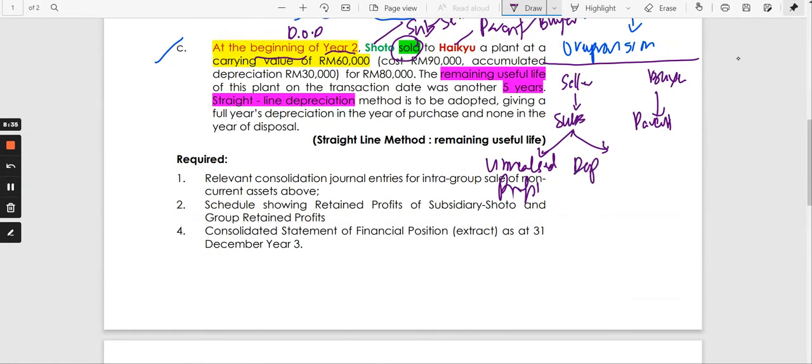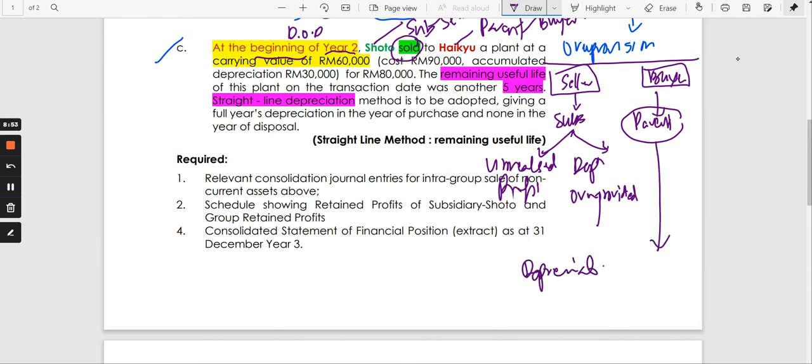The depreciation that will be adjusted is because it has been over provided. By whom? By the buyer. Here is the buyer. So you need to go and find out first what is the amount of depreciation that was over provided. And in this question, if you can see, you have been given the carrying value to be 60,000, but the selling price was 80,000.